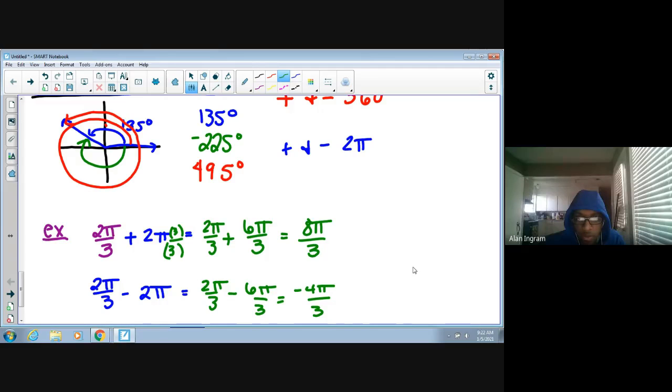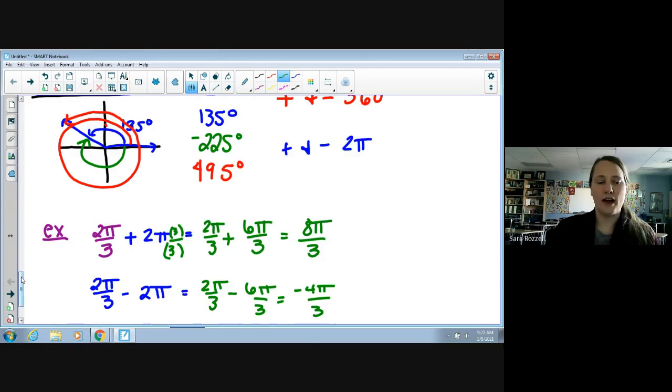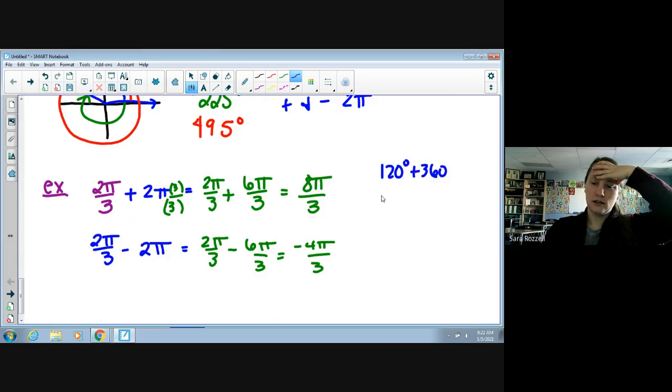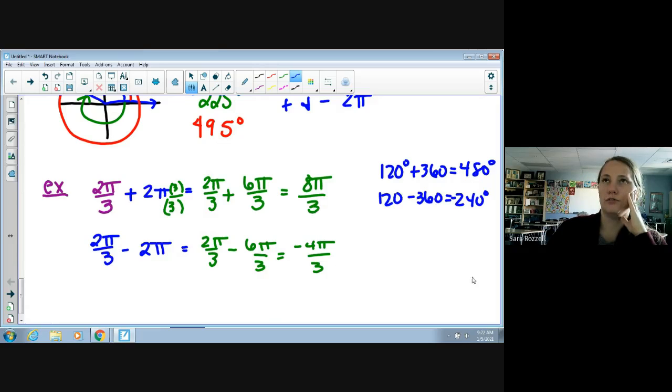Can you show us the other way? Yeah, the other way is if I would switch this to degrees first. I know that pi is the same as 180. So 2 times 180 is 360, right? And 360 divided by 3 is 120. So I would just be doing 120 degrees plus 360, 120 minus 360, which is 480 and negative 240. And then I would change those into radians.